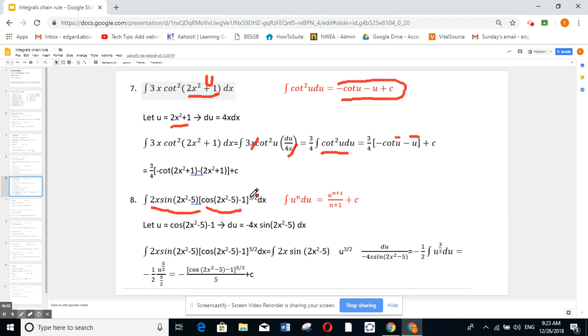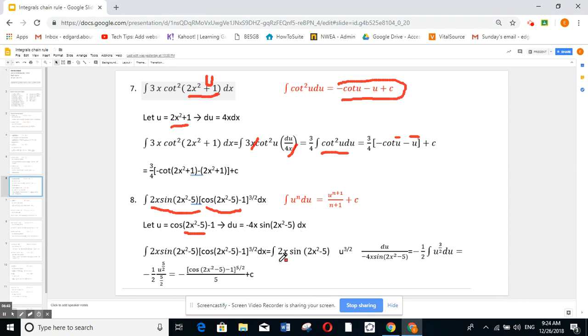Why? Because I have the power, if I pick this to be u, I cannot cancel this whole expression with the power 3 over 2. So let u equal cosine of 2x squared minus 5, minus 1. Let us see if we can cancel all the x's. This is cosine u, minus u prime, so minus 4x sine of 2x squared minus 5, and the derivative of minus 1 is 0, dx.